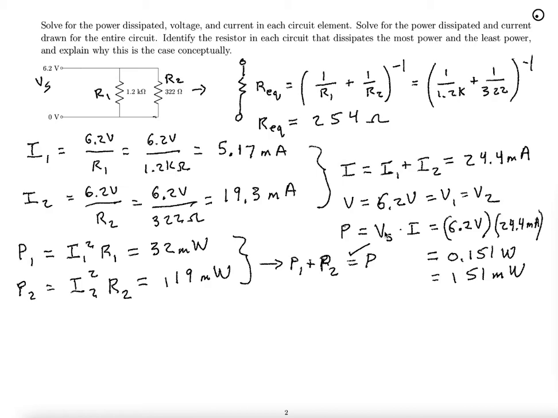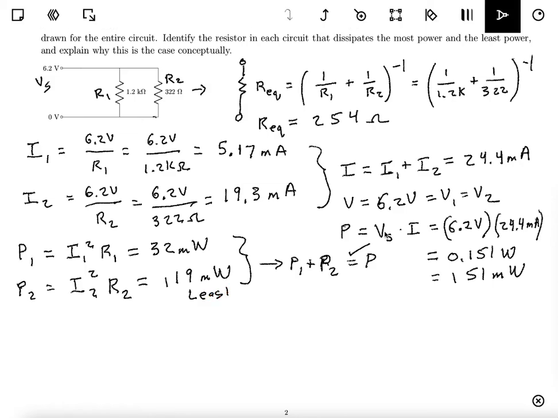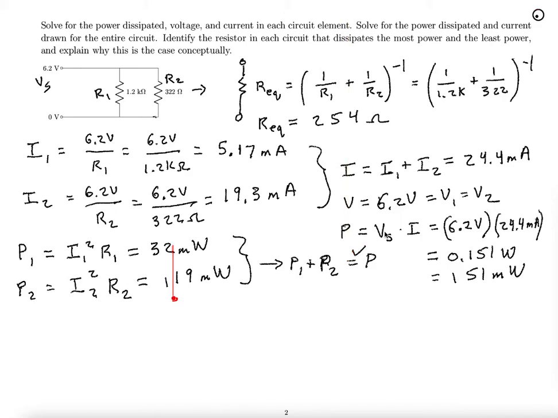So the one that dissipates the least power is clearly P2. So this is least. I'm sorry, that's most because it's 120. And the least power is P1 at 32 milliwatts. Why does P2 dissipate the most power?